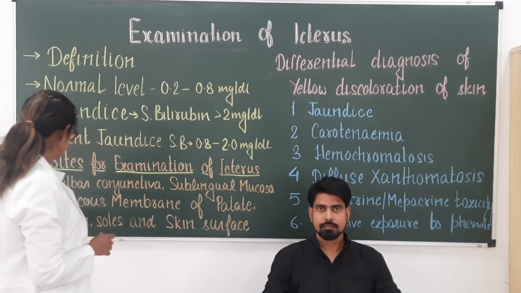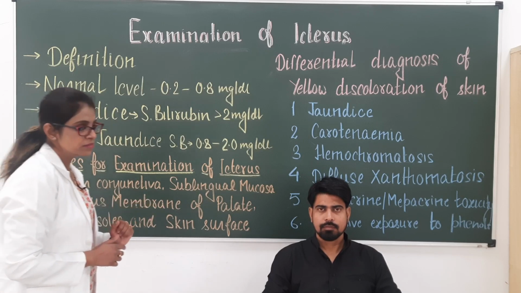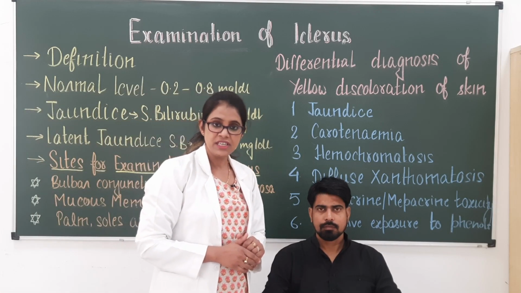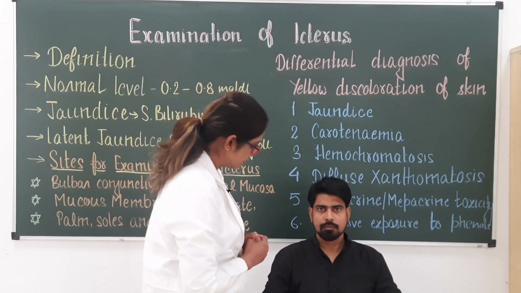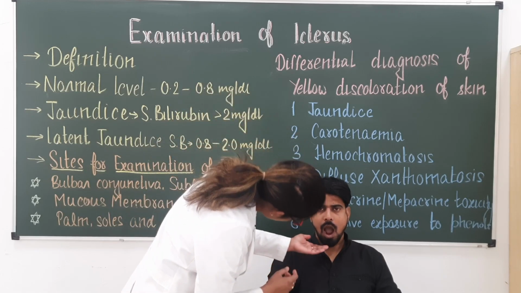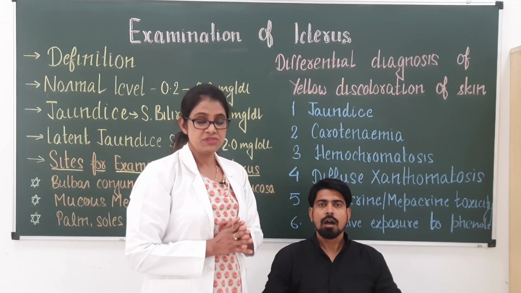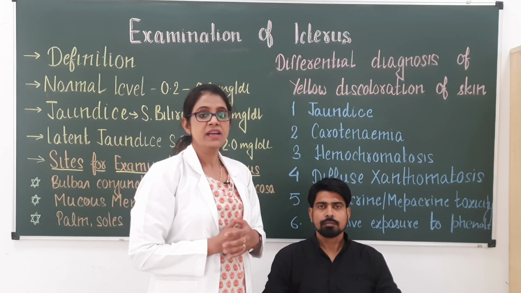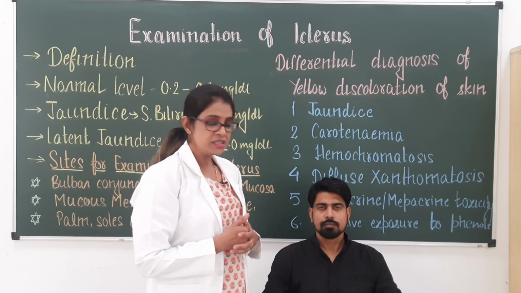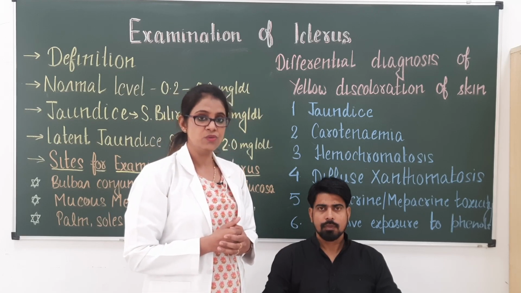Now the next site is the mucous membrane of the palate. Again we ask our subject to open his mouth, and we have to look at the palate of the subject, especially the soft palate. Here there is no yellow discoloration over the palate.